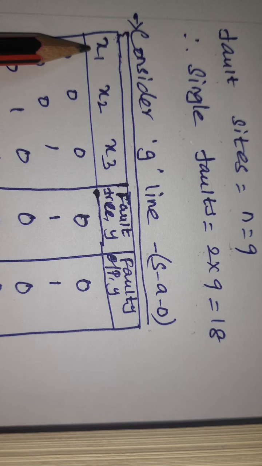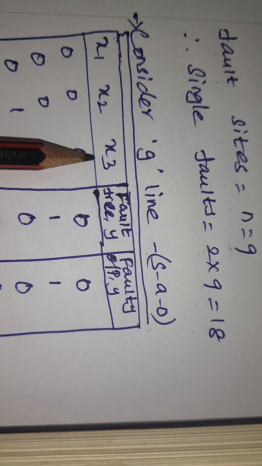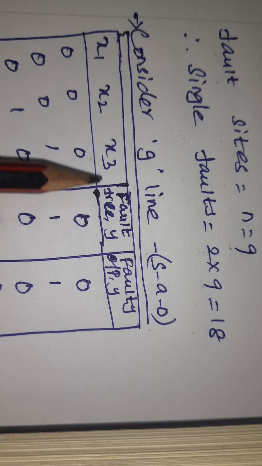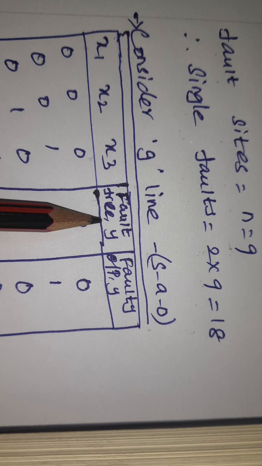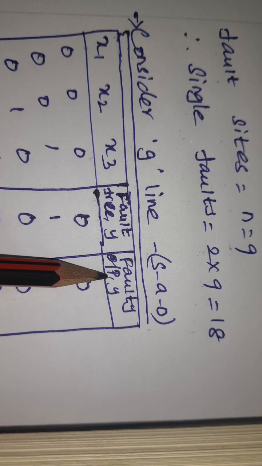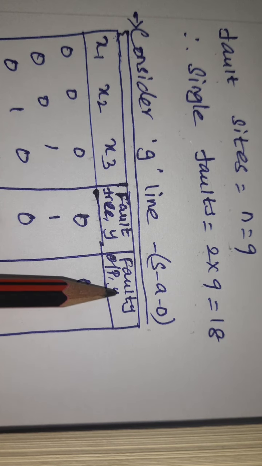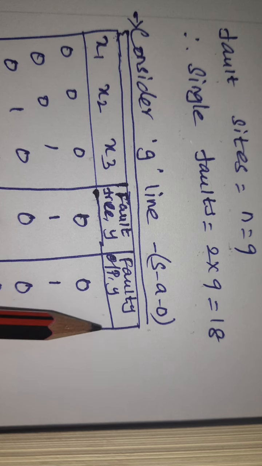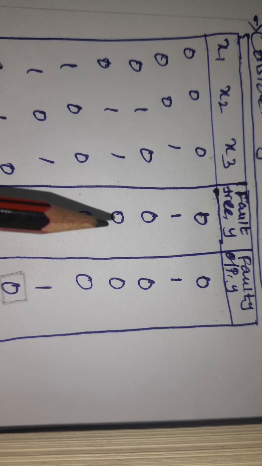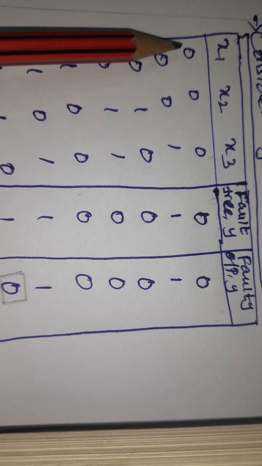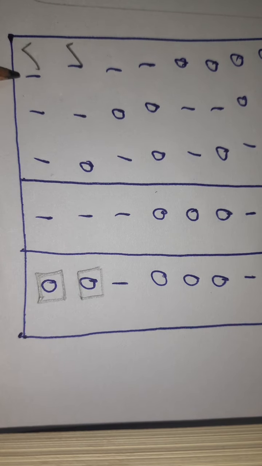Consider 3 inputs, that is x1, x2, x3. In this table we put like this. Then in the next column we write the fault free response value. After that, near this column, we can write the faulty response value. Already we discussed 2 power 3 equal to 8 combinations of input, so write like this: 0 0 0, 0 0 1, 0 1 0, and so on up to 1 1 1.